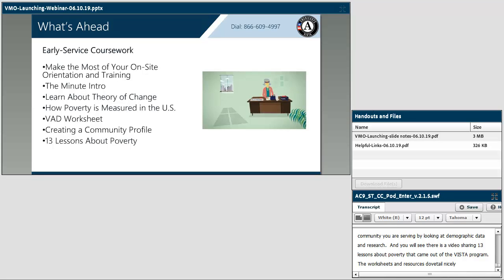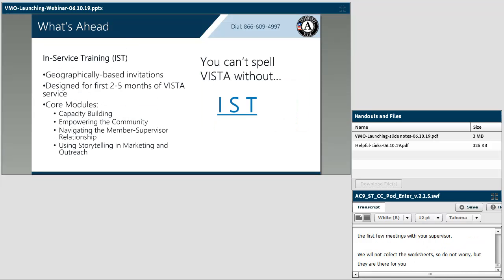The worksheets and the resources really dovetail nicely with your on-site orientation and training and can provide structure for the first few meetings with your supervisor. We're not going to collect the worksheets, so don't worry, but they are there for you and your own benefit, so we hope that you will use them.